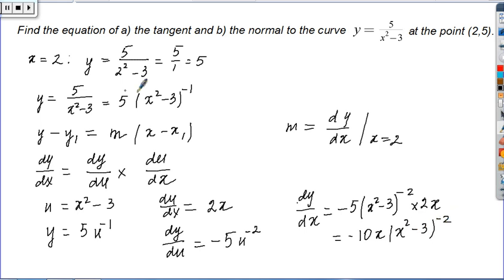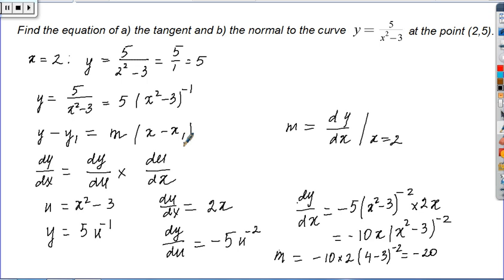So now we need to find the value of this derivative at the point where x equals 2. So m is equal to minus 10 times 2 times (2 squared is 4, minus 3) to the power of minus 2. And I would say 4 minus 3 is 1. 1 to any power is 1. So minus 10 times 2 is minus 20. Our gradient is minus 20.